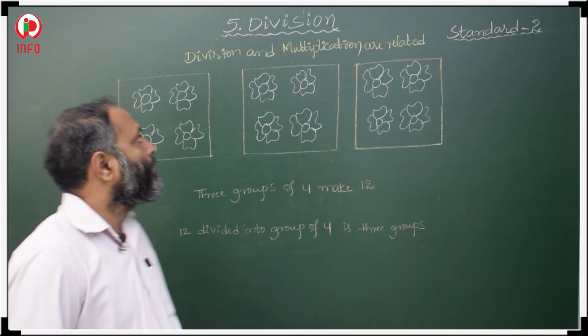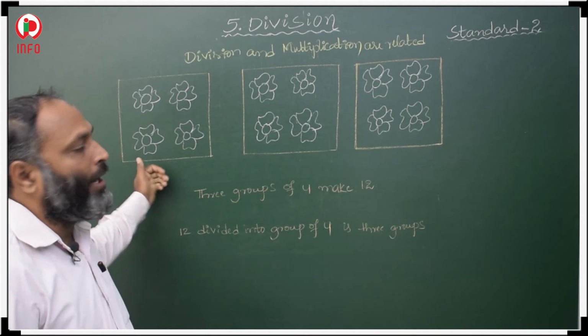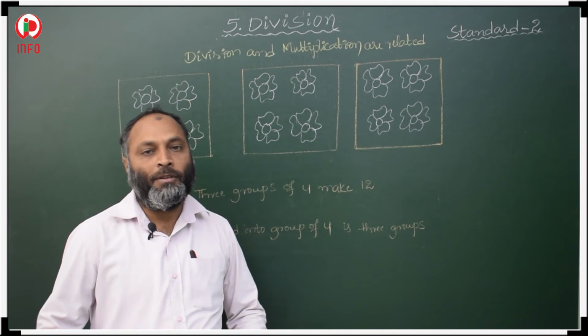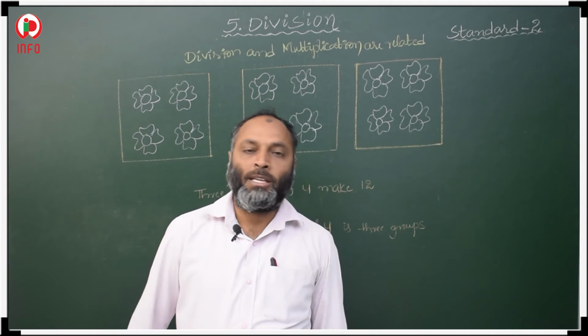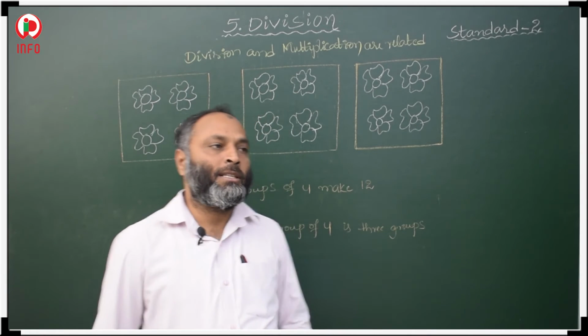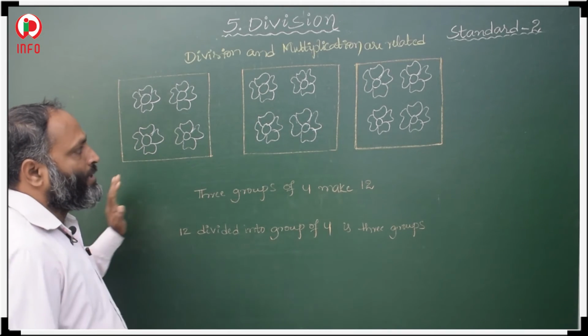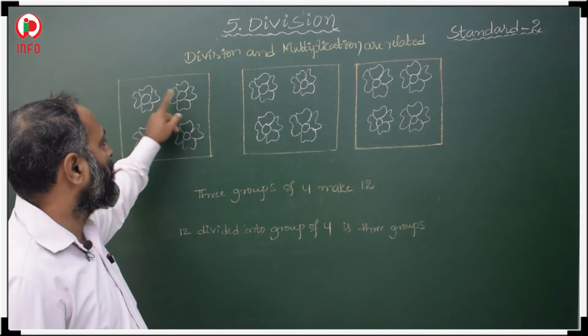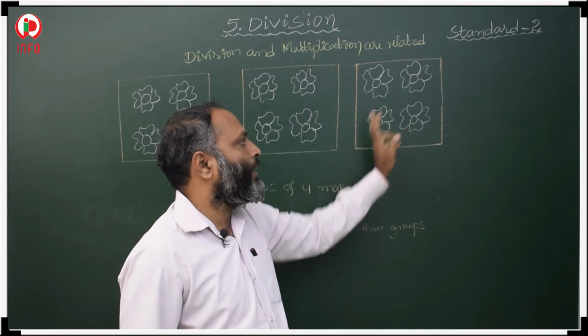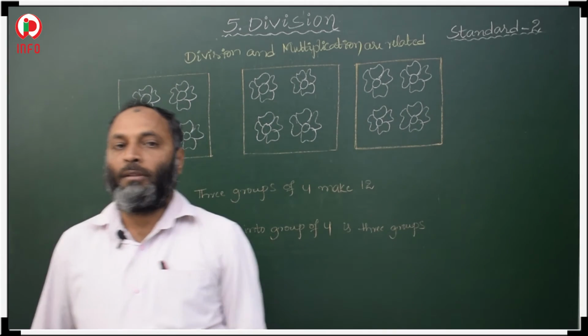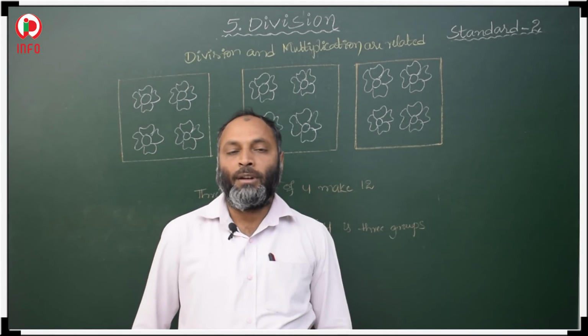Now students, division and multiplication are related. How are they related? Division as well as multiplication, both are related to each other. See here. How many flowers are there in total? 1, 2, 3, 4, 5, 6, 7, 8, 9, 10, 11, 12. Total 12 flowers are there.